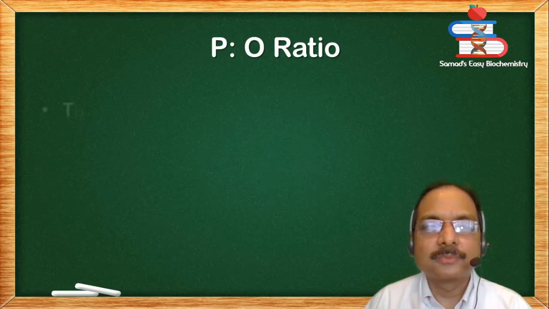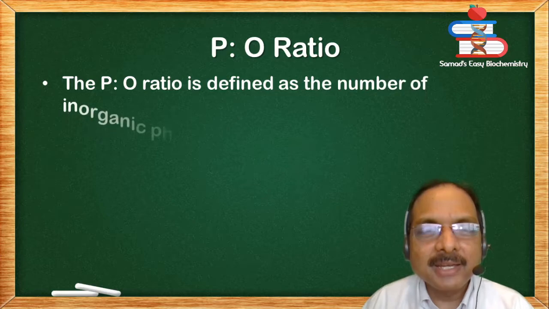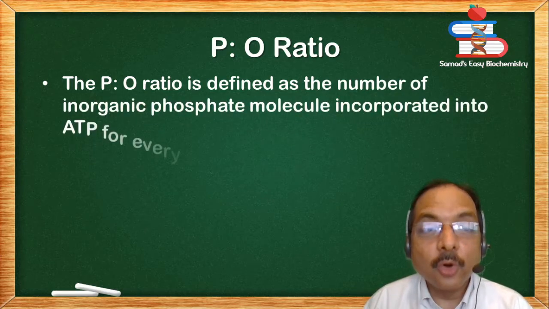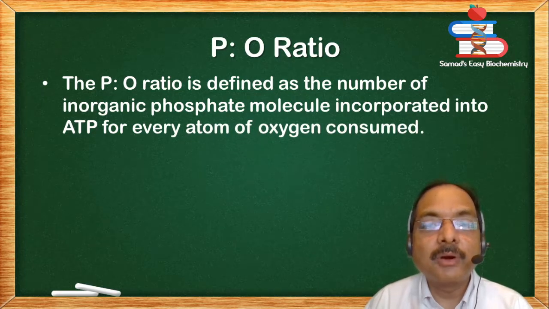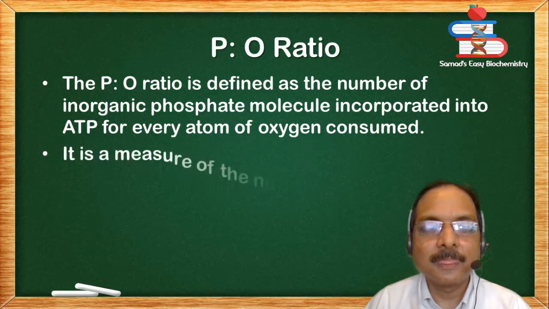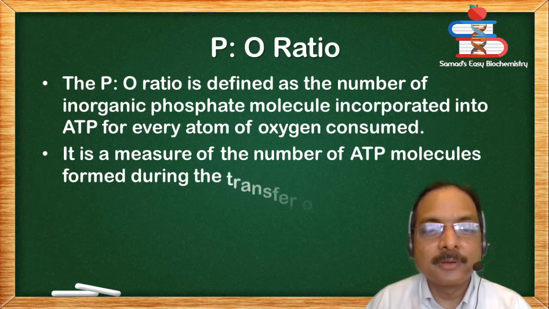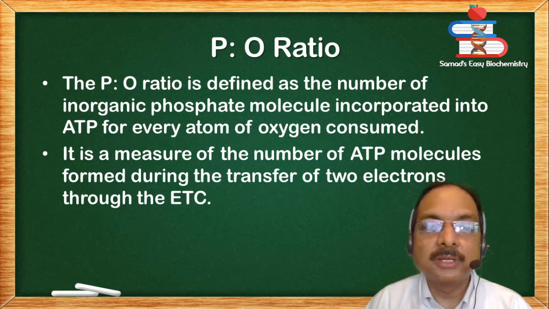P/O ratio. The P/O ratio is defined as the number of inorganic phosphate molecules incorporated into ATP for every atom of oxygen consumed. It is a measure of the number of ATP molecules formed during the transfer of two electrons through the electron transport chain.